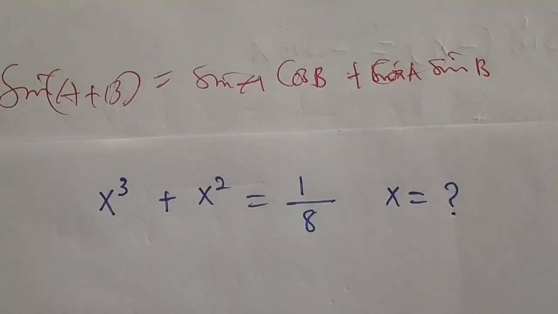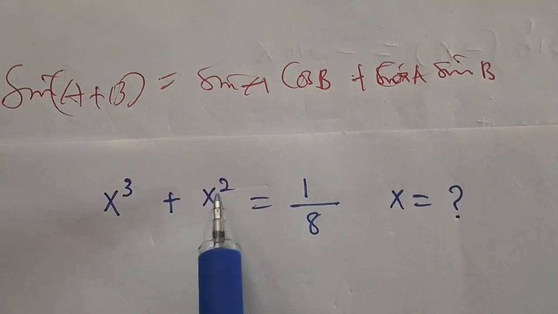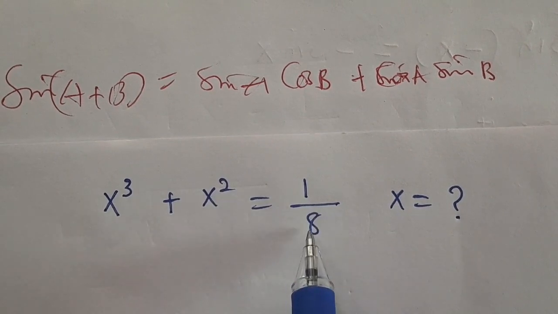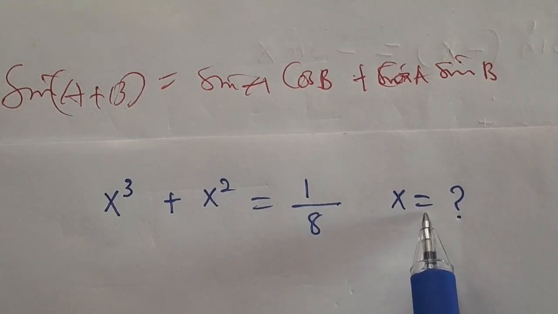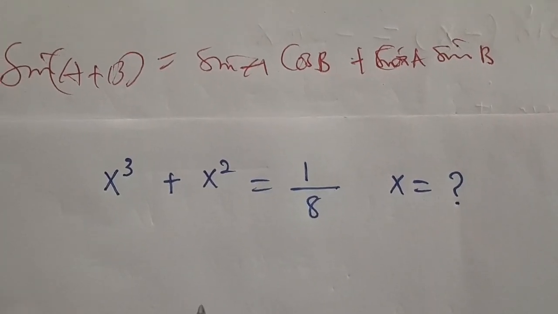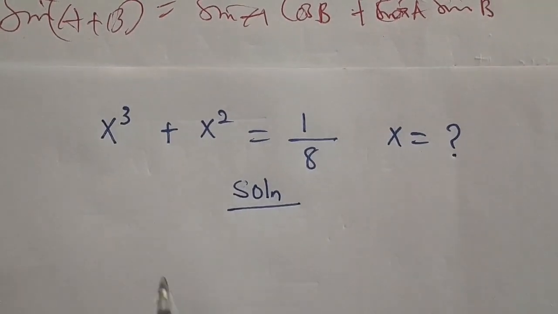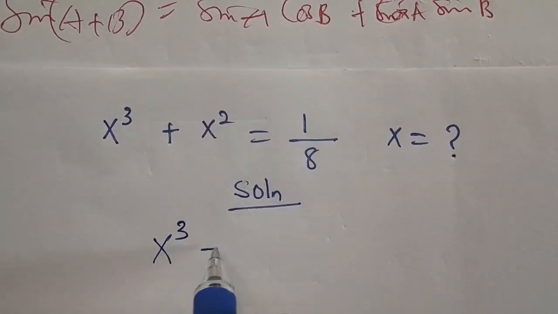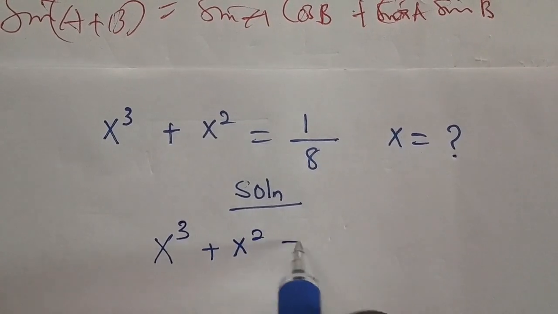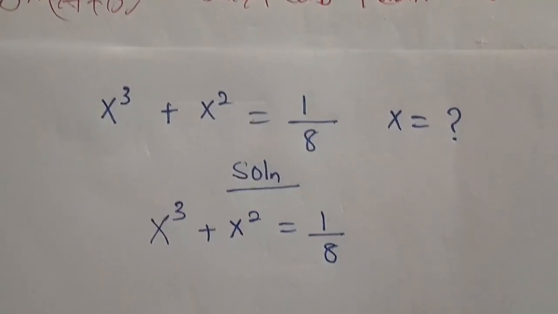We have x cubed plus x squared equals 1 divided by 8. Then what will be the value of x? So now let's see the solution. We have x to the power of 3 plus x squared equals 1 divided by 8.